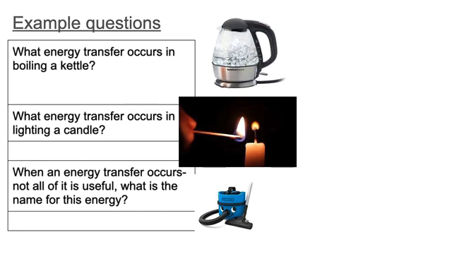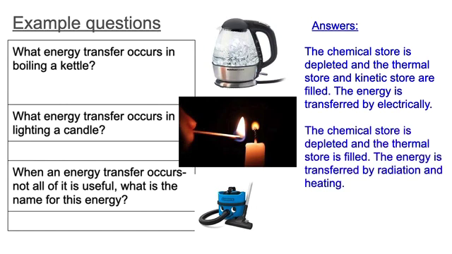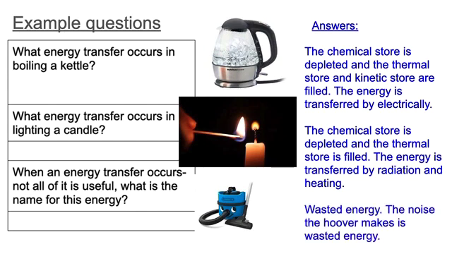Here we go with the answers. 3, 2, 1. So the chemical store is depleted and the thermal store and the kinetic store are filled. It's transferred electrically. Let's look at the candle. Chemical store is depleted and the thermal store is filled. The energy is transferred by radiation and heating. And finally, the answer to the third one, we call that wasted energy. And the wasted energy in our example of the Hoover is noise.